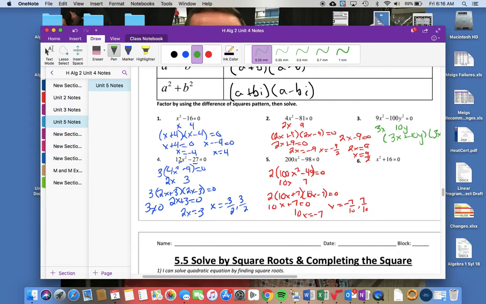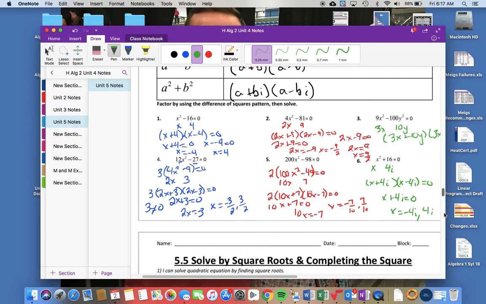In which case here, what I'm going to have is square root of x squared is x. Square root of 16, what I'm going to use here is 4i. So I'm going to have x plus 4i and x minus 4i equal to 0. So I'm going to take the first one, x plus 4i equals 0, and solve that. So x equals negative 4i. And then just like before, other solution is just going to be the opposite. So x equals positive 4i as well.